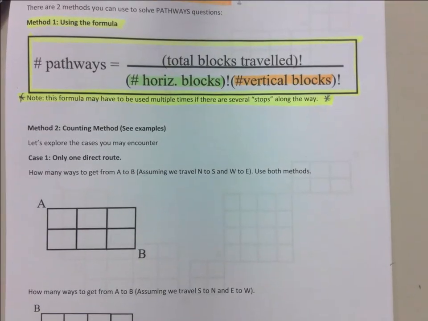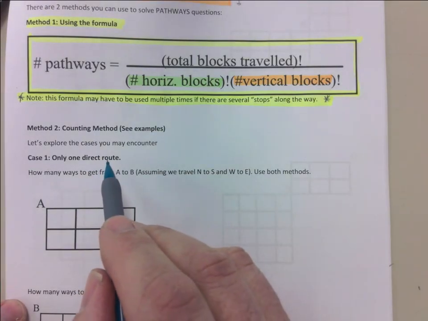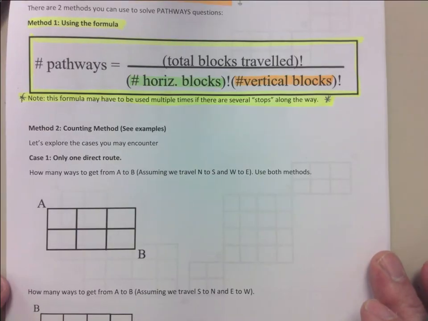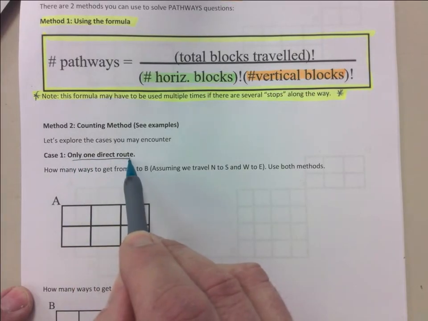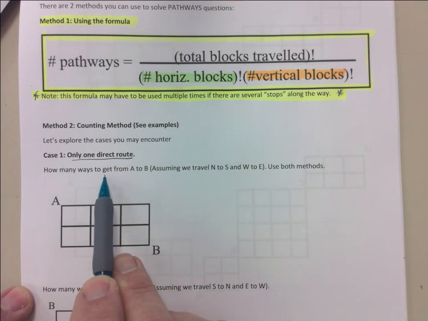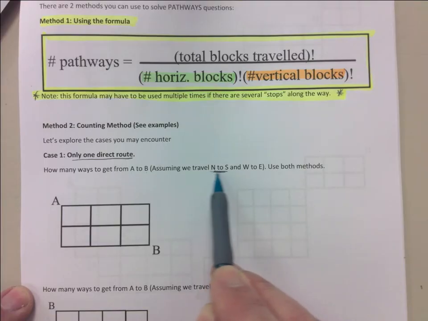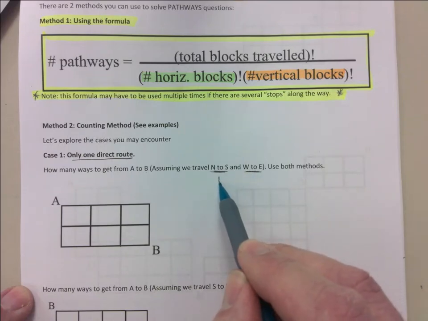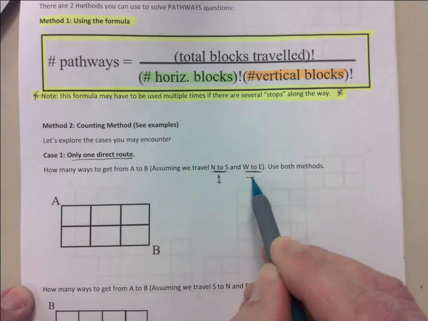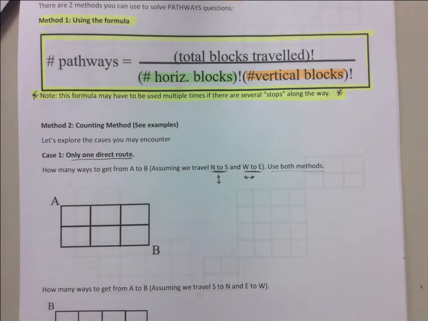Method two is counting. See examples, okay? Let's start with a nice and easy one here. Case one, only one direct route. It says, how many ways can you get from A to B, assuming we can travel north to south and west to east or east to west? So we can only go up and down, or we can go sideways. Okay, use both methods.